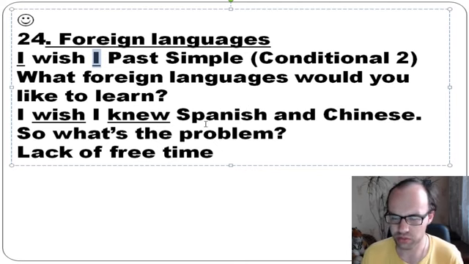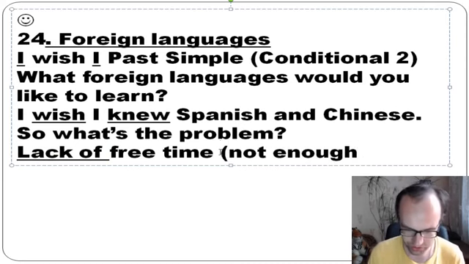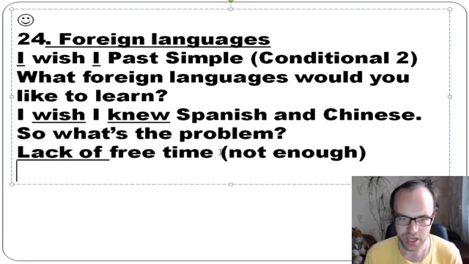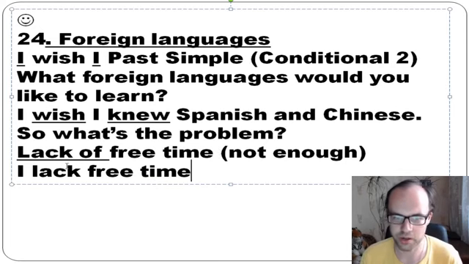So what's the problem? Lack of free time. Lack can be a noun, it means not enough free time. And lack can be a verb: I lack free time. It means I don't have enough free time. Well, so foreign languages, I wish plus past simple, so the second conditional.